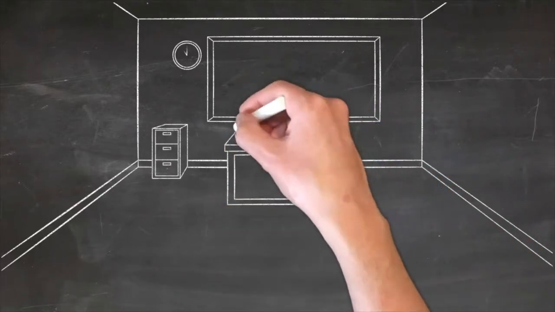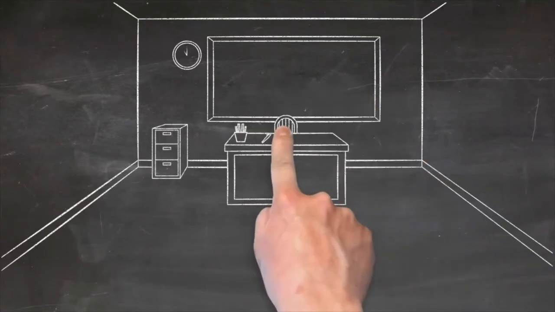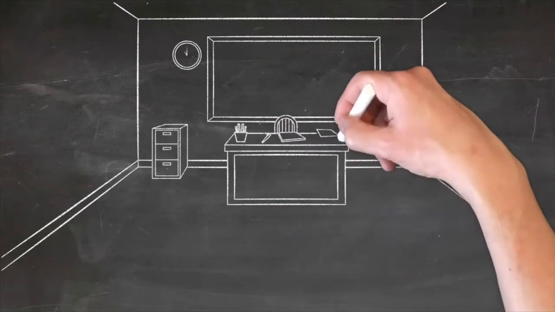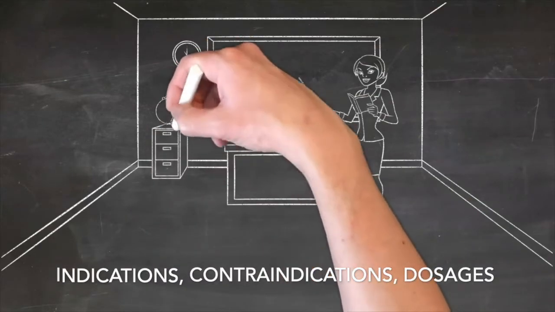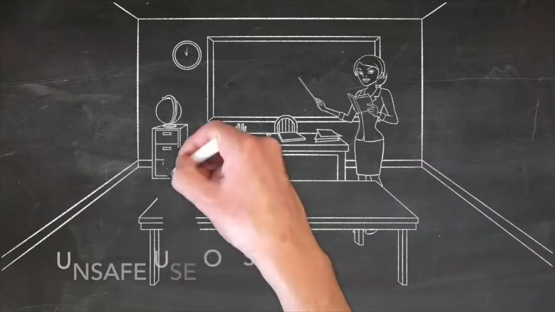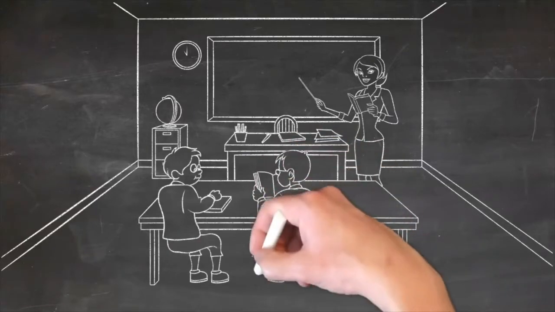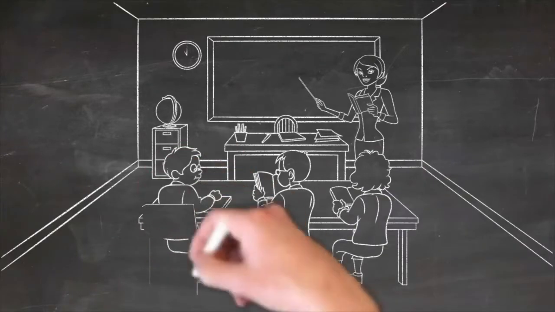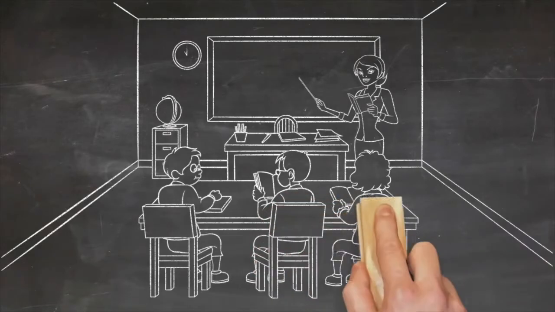People will often not get the expected clinical outcomes and may suffer adverse effects. That is why governments and other institutions need to ensure that information includes medicine name, indications, contraindications such as drug interactions, and warnings concerning unsafe use or storage. Also, complete education about the use of medicines. Let's complement this information with an interview made to a specialist, Germán Rojas, chemical pharmacist and CEO in Seed Pharma.